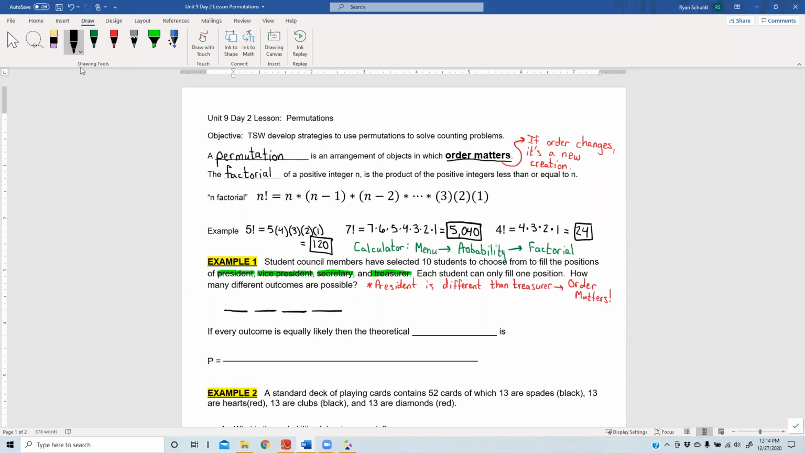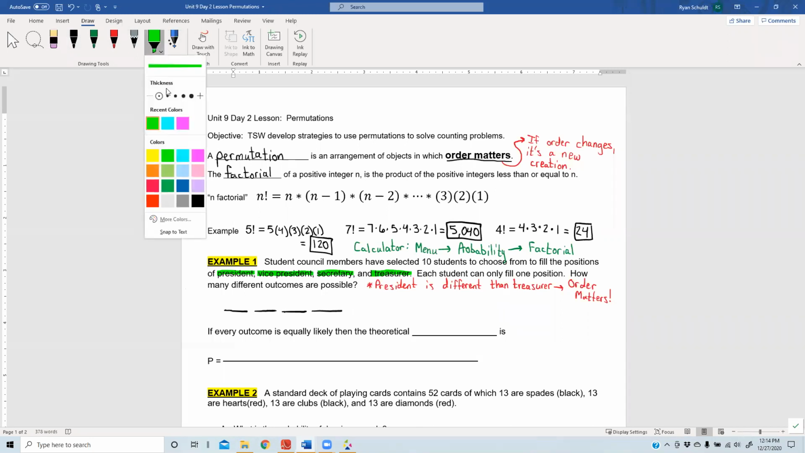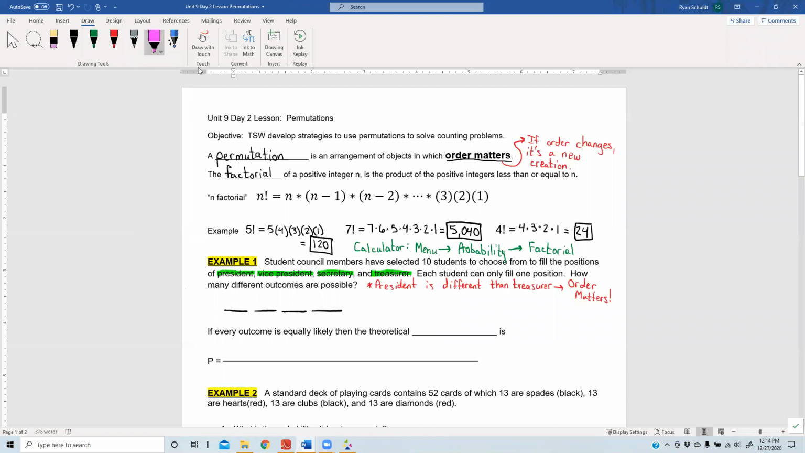Now, can you be both the president and the treasurer at the same time? Well, I mean, you could, it wouldn't be ideal. So since it's not ideal, we're going to say no. You can't be the president and the treasurer at the same time. You can only be one. So not only does order matter, you can't have more than one position. I mean, it even tells you that in the problem. Each student can only fill one position.